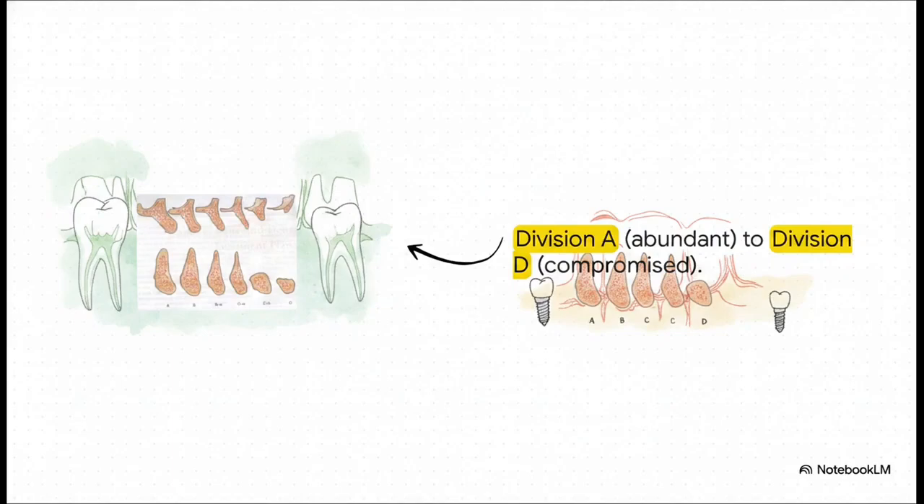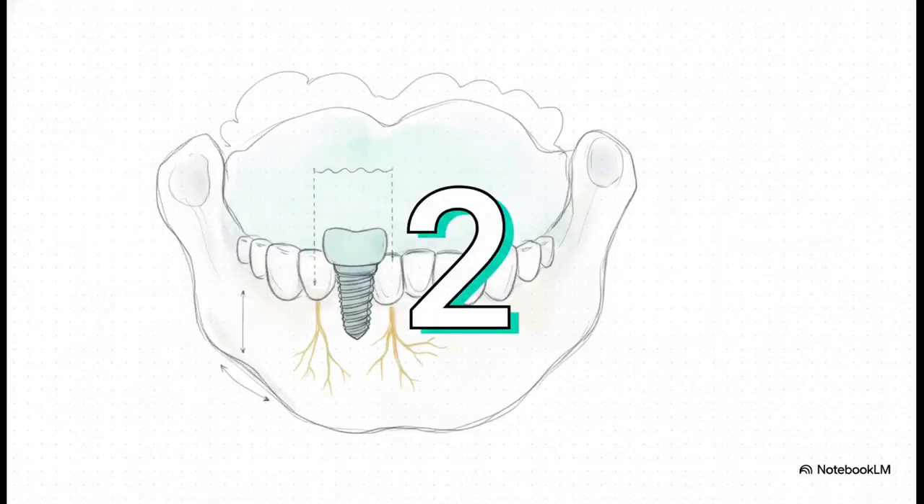Just visualize this progression. On one end, you've got that abundant, thick Division A ridge, but as it resorbs, it shrinks all the way down to that tiny, compromised Division D. And here's the kicker. As that ridge resorbs, the muscle attachments actually get closer to the crest. Picture this exact progression when an exam question asks about the anatomical hurdles of Division C or D bone. Okay, let's talk bone height, measured from the crest of the ridge to whatever opposing landmark is in the way.